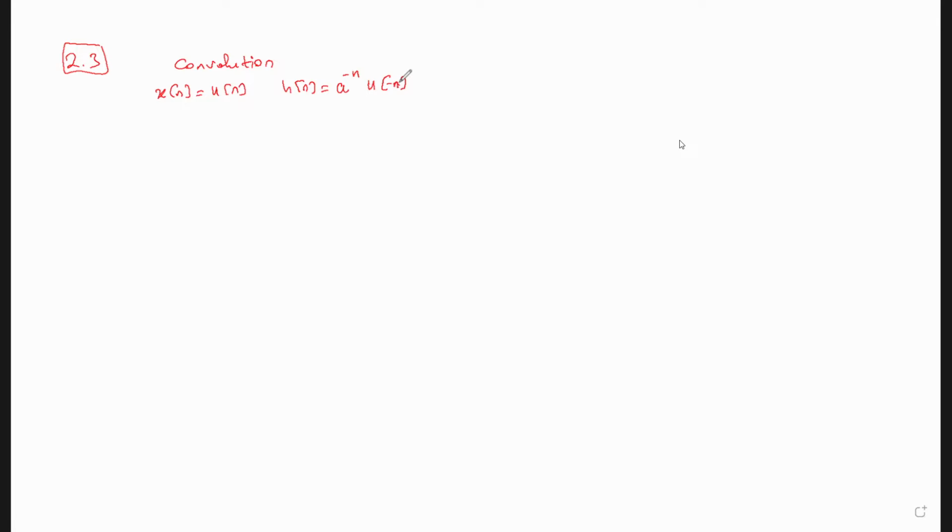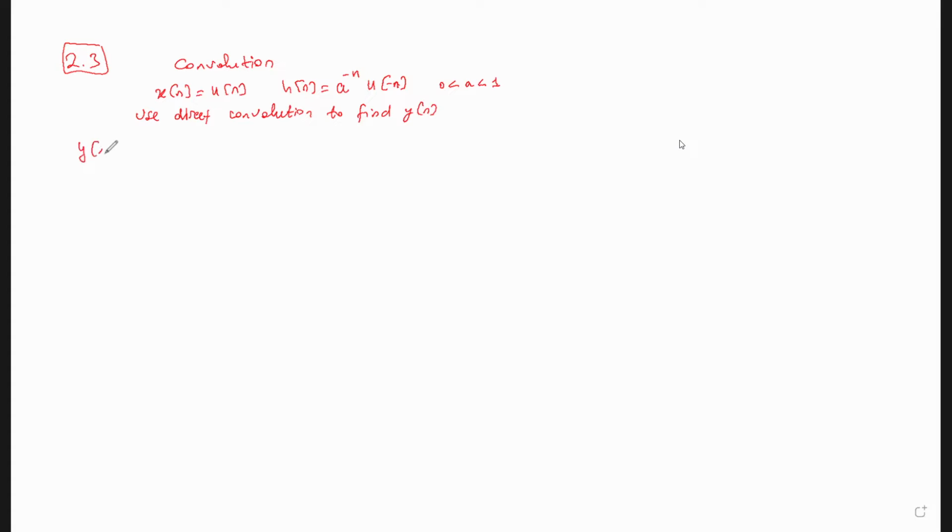Right? Here a is a number between 0 and 1, and use direct convolution to find y of n. Let's write the formula first.